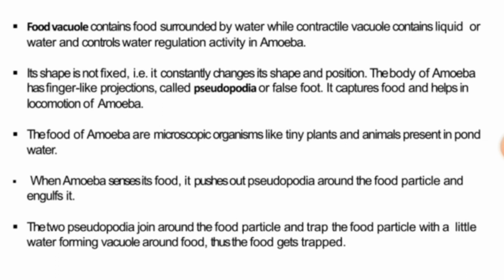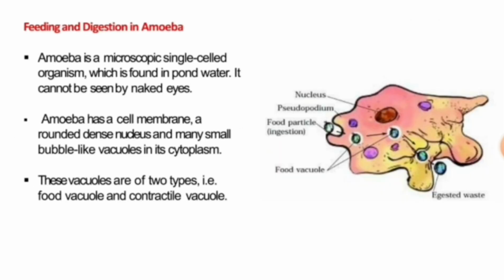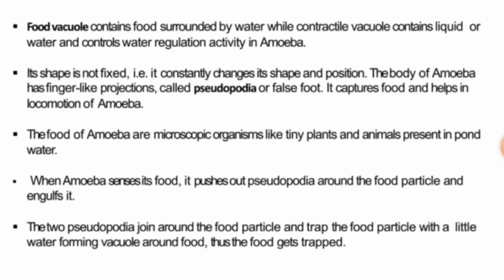Food of amoeba are microscopic organisms like tiny plants and animals present in pond water. When amoeba senses its food, it pushes out pseudopodia around the food particle and engulfs it. The two pseudopodia join around the food particle and trap the food particle with a little water, forming a vacuole around the food. Thus the food gets trapped. If you see here, two pseudopodia are extended, and engulf, meaning it just takes it inside its body.